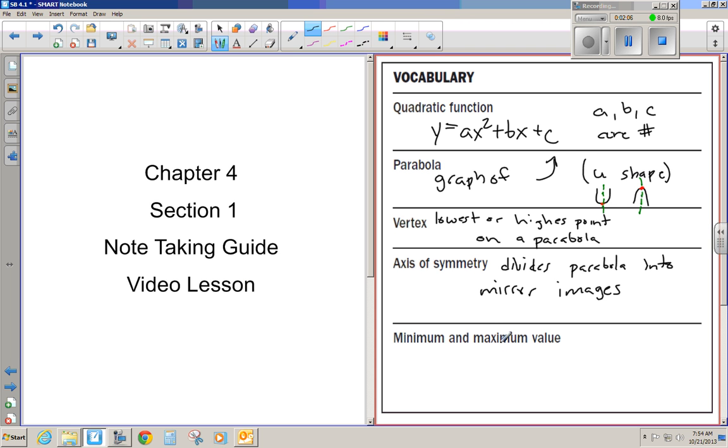Minimum or maximum values. The minimum or maximum values are at the vertices. It's the vertex's y coordinate that is the minimum or maximum value. So y coordinate at vertex.